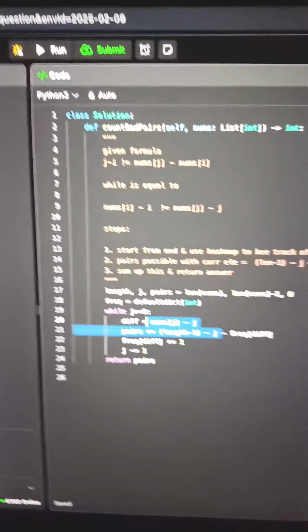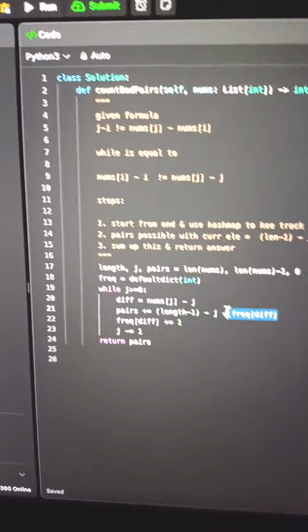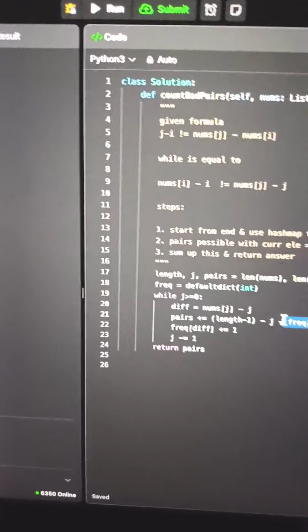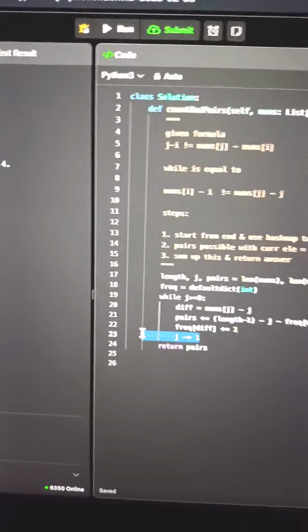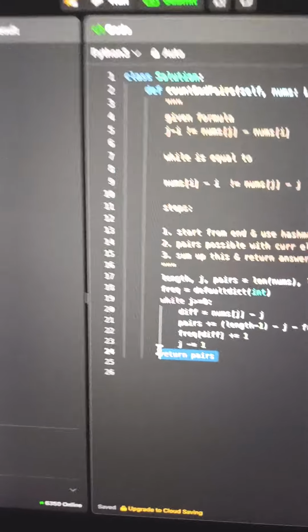How many total elements are there, basically? This is what I am getting, and I am removing the frequency of the same difference because I don't want to count elements with the same difference, which is the given condition. Then I am adding the difference into my dictionary. I am going one by one through the elements, and finally I am returning the pairs. So this was the solution for it. Thank you.